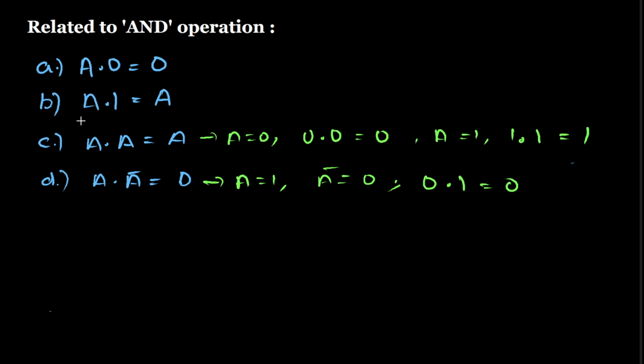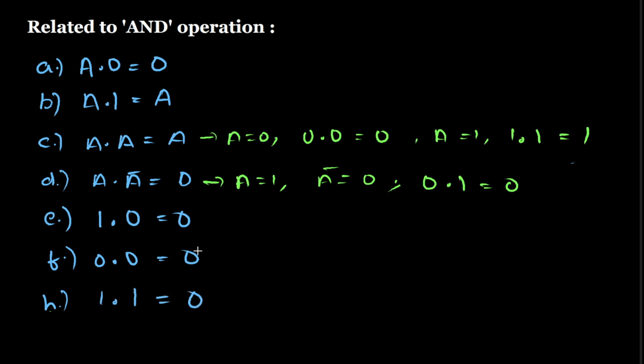If you multiply anything with 1, you will get the same one. And if you multiply anything with 0, you will get 0. So what we can conclude from these expressions is 1 into 0 equal to 0, 0 into 0 equal to 0, and 1 into 1 equal to 1.